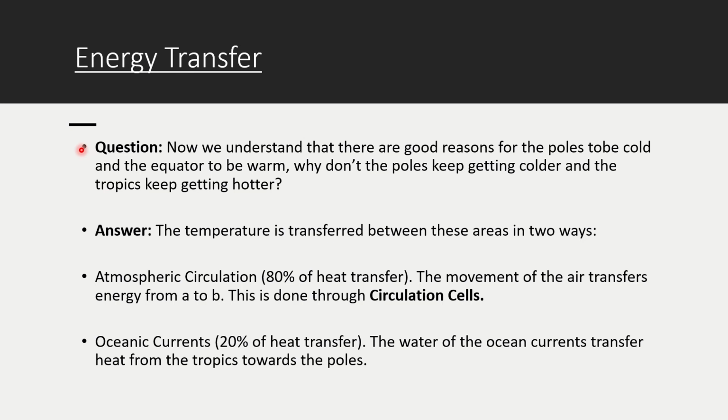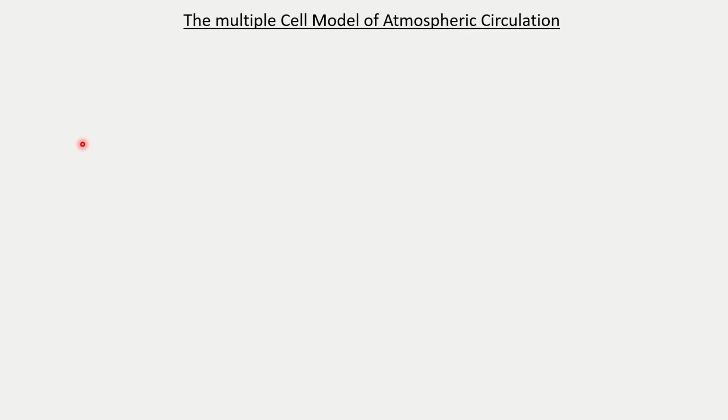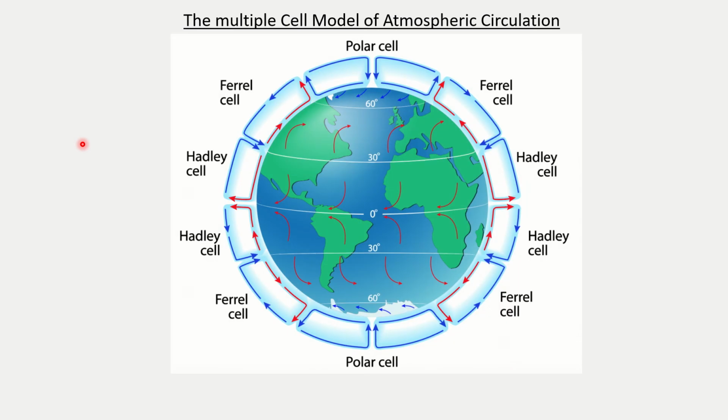So, on the screen is basically a summary of what I've just said. And I'll leave you to pause the video and read that for yourself. The place that we need to start is with something called the multiple cell model of atmospheric circulation. Here's what it looks like in simplified form.